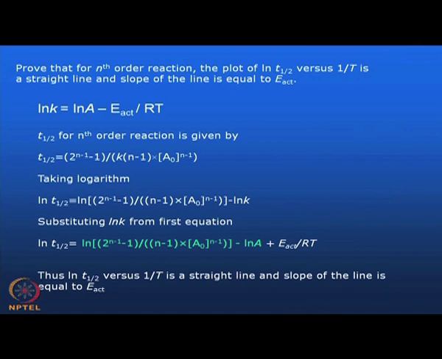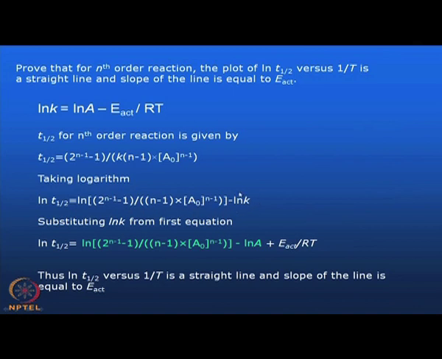equal to E act. So, we have to start with ln k is equal to ln A minus EA by RT. This is your Arrhenius equation, and T half for the nth order reaction is given by this, where this is your initial concentration. I already have talked about the expression for T half for an nth order reaction. Of course, in this case n must not be equal to 1, that you have to remember. If you take the natural logarithm, ln, on both sides, then you will get this expression.